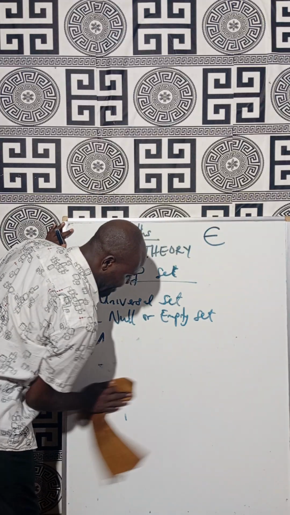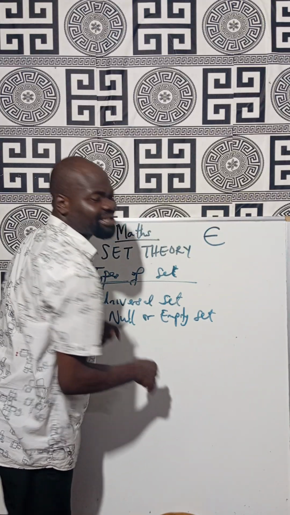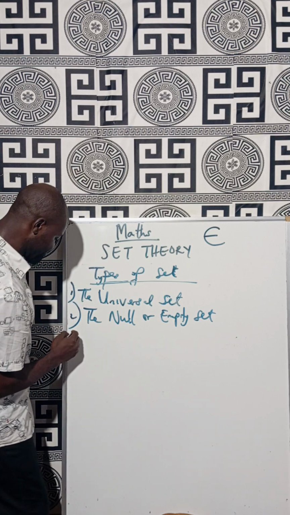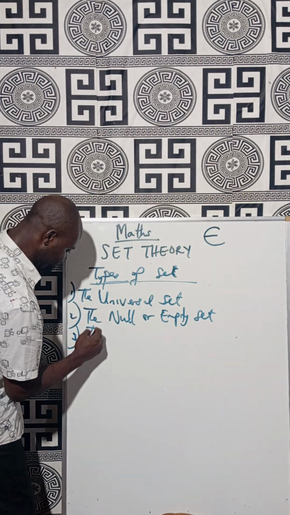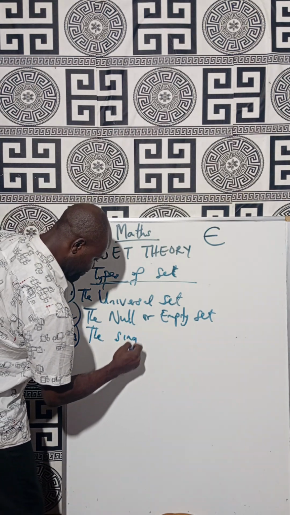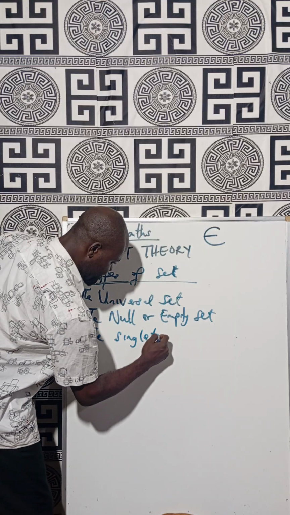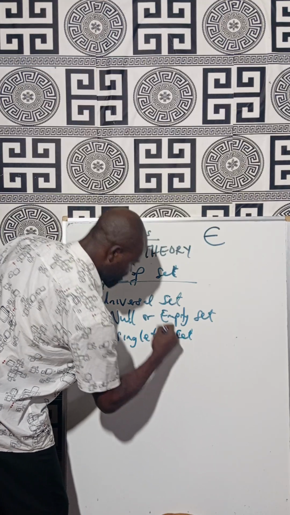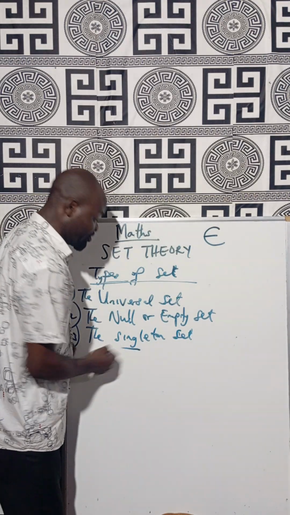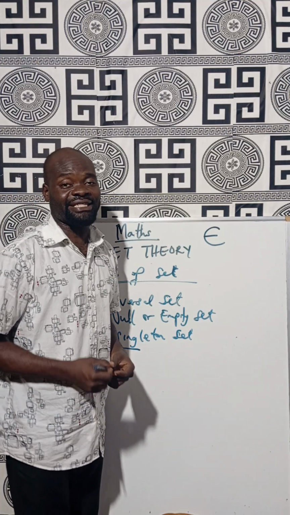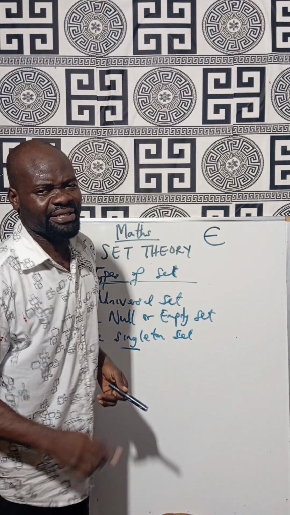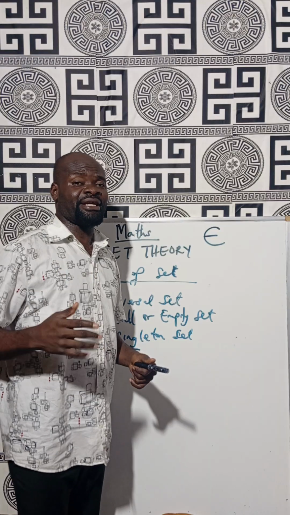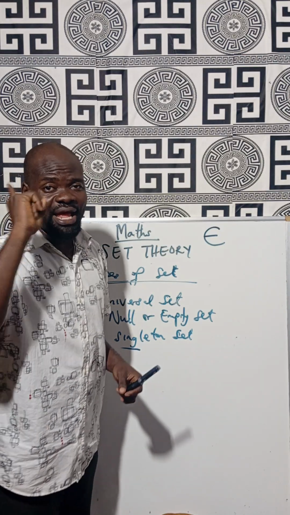Okay, let's look at other types of sets. There's a set we call the singleton set. Obviously from the name, single means one. That is a set that has only one element. So a singleton set is a set that has only one element.